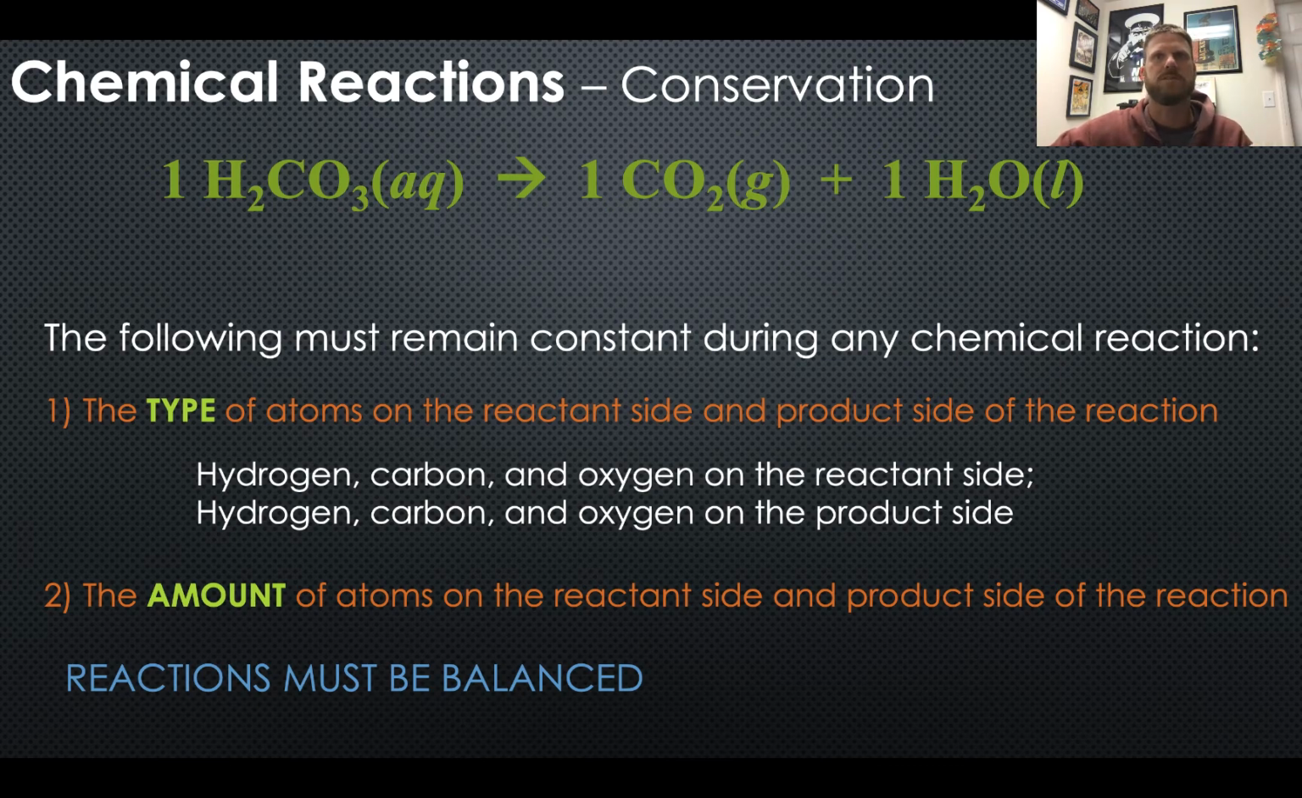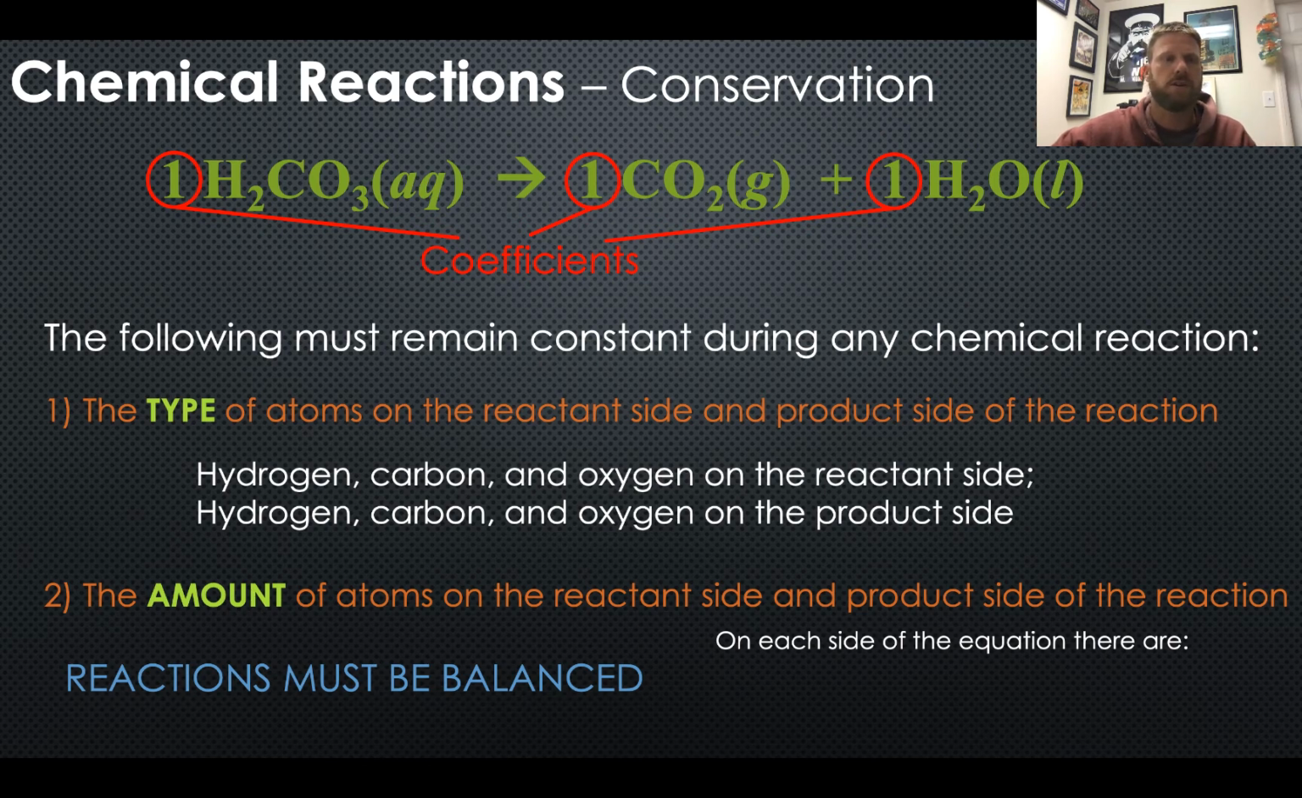Balancing the atoms of each element on the reactant and product sides of a chemical equation is the main purpose of coefficients. To find the total number of a certain atom in a chemical reaction, multiply the coefficient by the subscript. In the reaction shown here, there are 2 hydrogens on the reactant side of the equation. 1 times 2 is 2. There are also 2 hydrogens on the product side. 1 times 2 is 2.